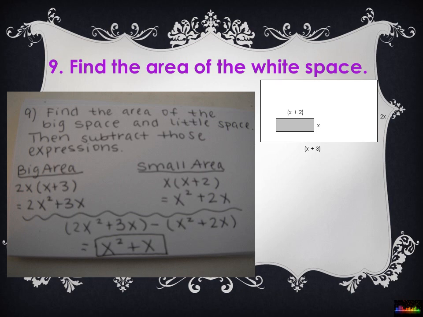So we have two binomials subtracted. Remember back in problem 2, when we subtracted polynomials, we changed the sign in the middle to be addition and changed every sign after that. So what we will have is 2x squared plus a negative 1x squared. That leaves us with positive x squared. And then we have 3x plus a negative 2x, which is a positive 1x. So the area of the white space is x squared plus x.